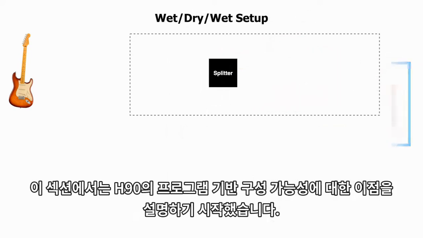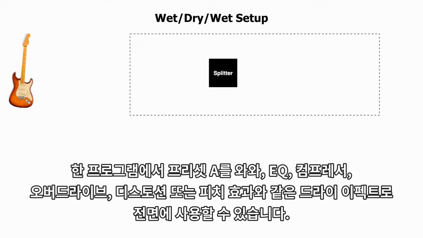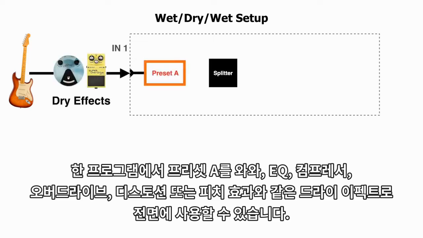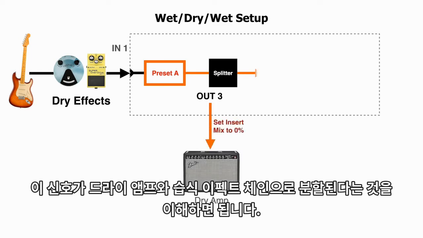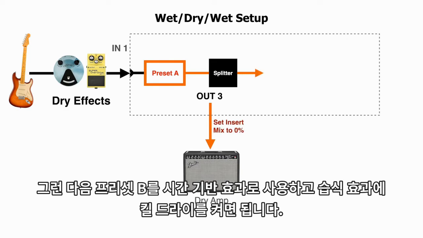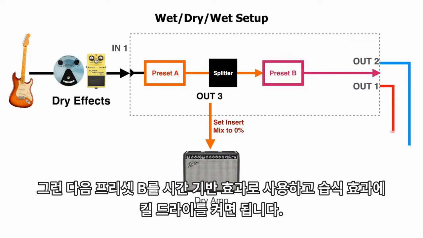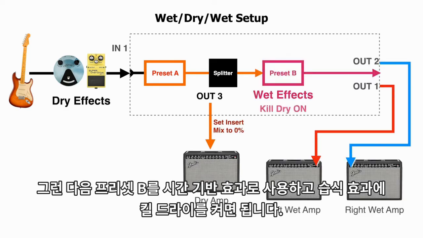We began this section discussing the advantage the H90 has with its configurability on a program basis. For example, on one program, we could use preset A as a dry effect in front, like a wah-wah, EQ, compressor, overdrive, distortion, or pitch effect. We just have to understand that this signal will be split to both the dry amp and the wet effects chain. We can then use preset B as a time-based effect with kill dry on for our wet effects.